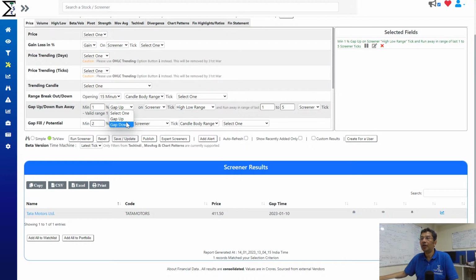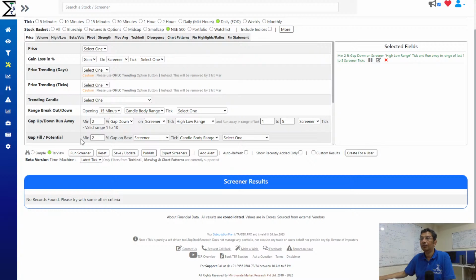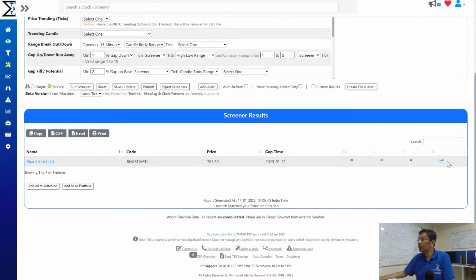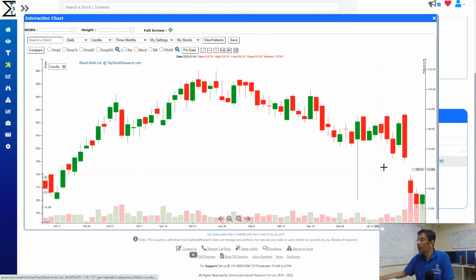Similarly, you can look for gap down, right? You're looking at a gap down for, let's say, minimum 2%. Market was bad, so let's try to see if we can get gap down on HL range by 2%. No, there's none. So let's see if we get 1%. So there was one stock, Bharti Airtel, right, where there was a gap down by minimum 1% and it is running down, right? So typically a very good signal, right? Very good signal, and it's there.